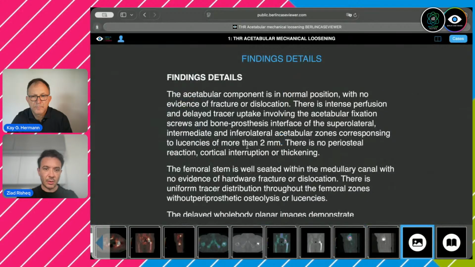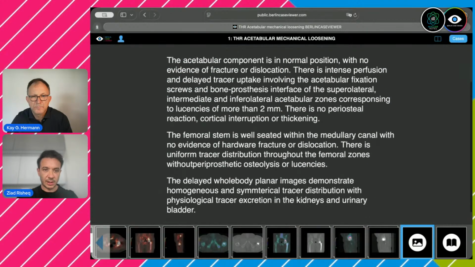So if we look, this is how I do my reporting. Again, we talked about this a lot. So first, I talk about the acetabular component. If there is migration or hardware fracture, so this looks normal in position with no evidence of fracture or dislocation. And there's intense perfusion. This is what I call the blood pool phase. You can say there is an enhancement or there is intense blood pool activity, and a delayed tracer uptake involving the acetabular fixation screws and the bone prosthesis interface.